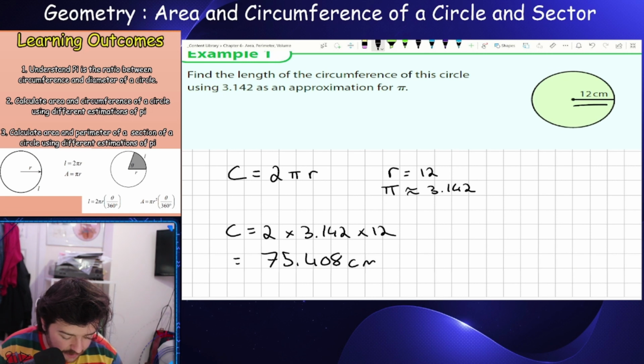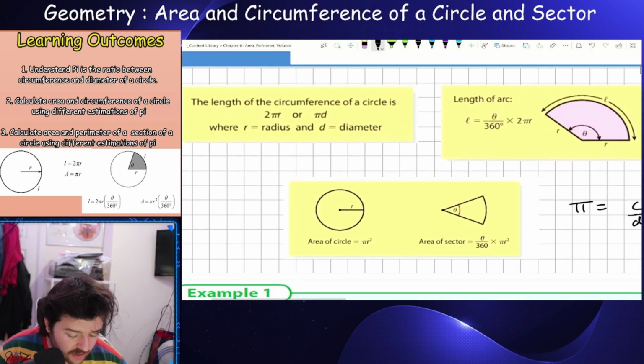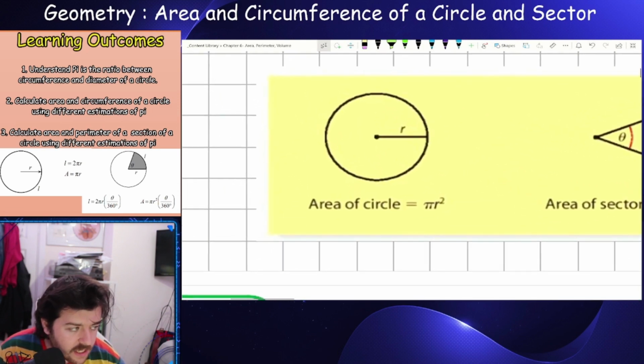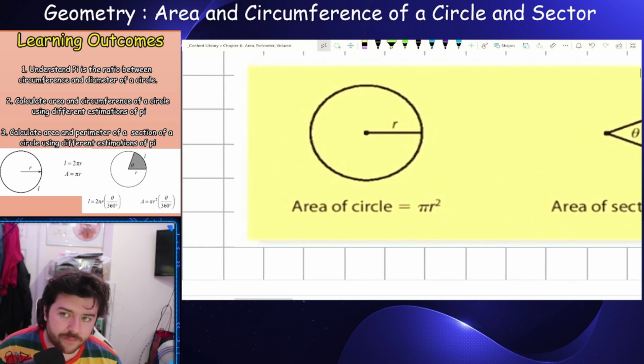75.408 centimeters. So that is what the circumference of the circle is. If I was to snip the circle and lay it all out flat, I should get a circumference of 75.408 centimeters. So that is the formula for the circumference of a circle.